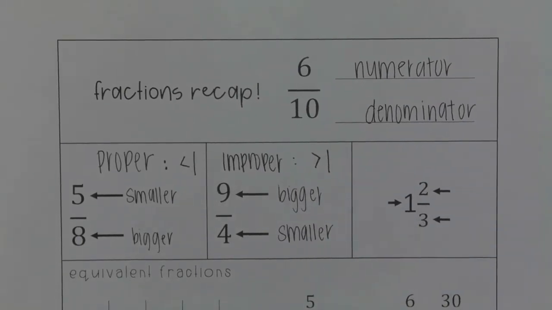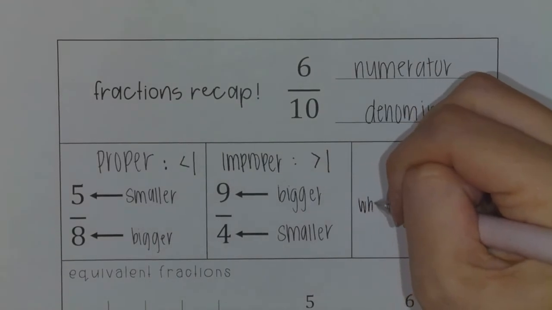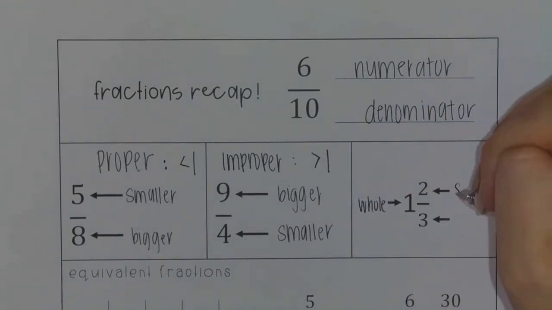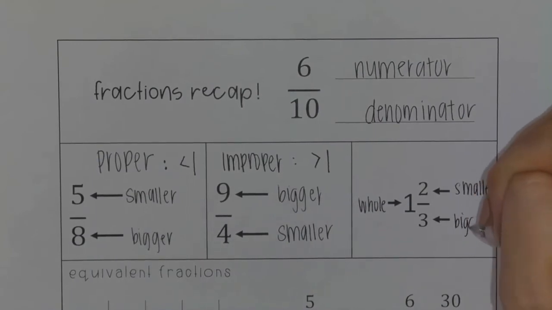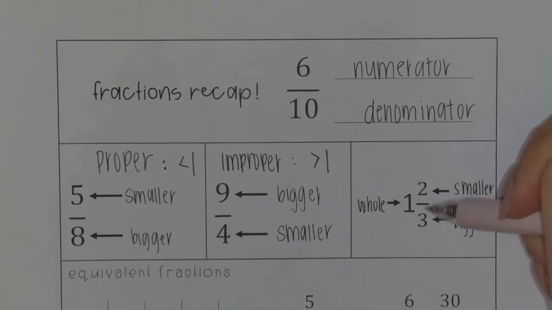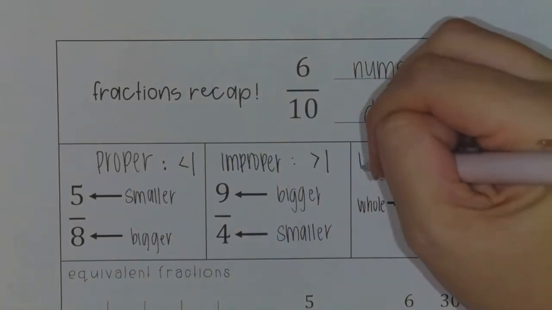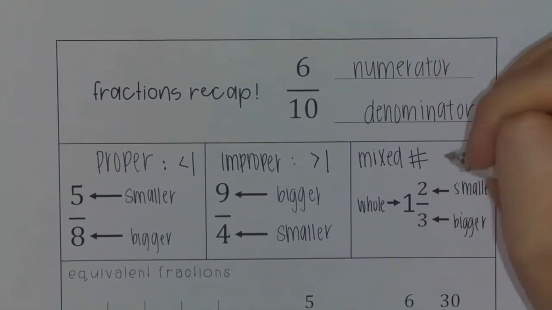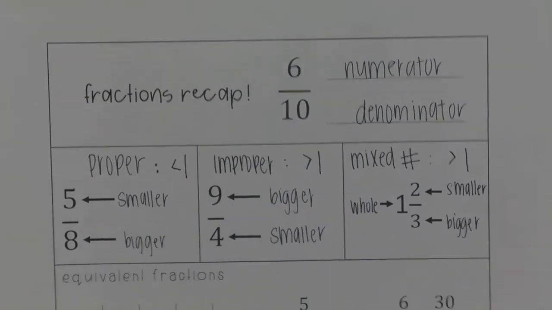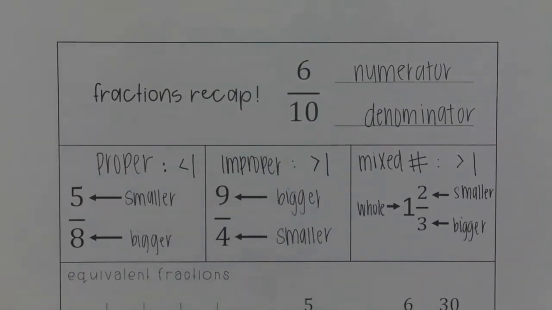And then our last type of fraction, we have a whole number, and then we have a smaller numerator and a bigger denominator. So when we see that whole number accompanied by a proper fraction, this is what we call a mixed number. And mixed numbers are always going to be greater than 1. Okay, so those are the three different types of fractions that we will look at.